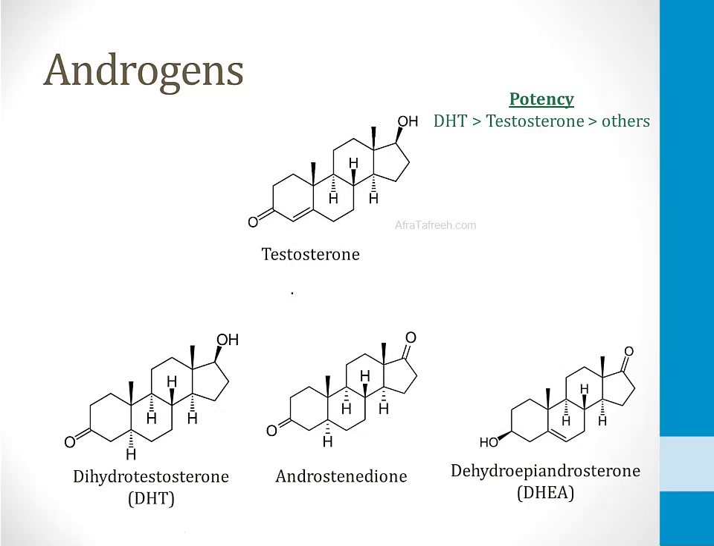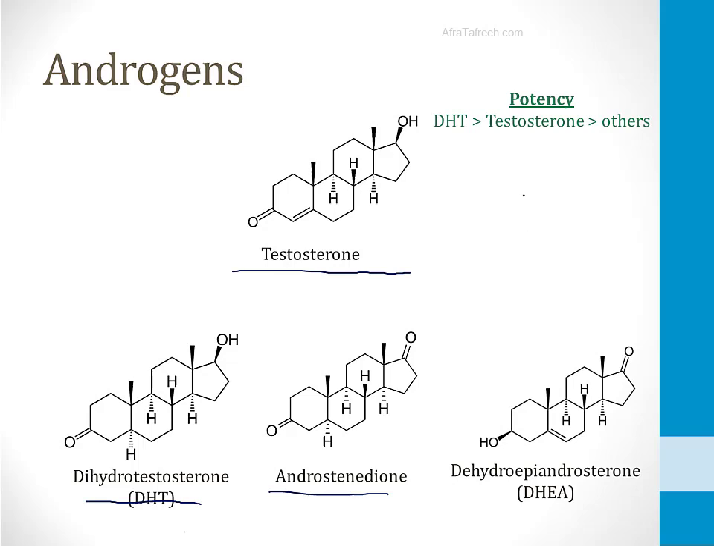Shown on this slide are the chemical structures of the four important androgens. At the top of the screen is the structure of testosterone, which is one of the most abundant androgens, and it's what most people think of when they think of a male hormone. At the bottom of the screen is the structure of dihydrotestosterone, or DHT. I've also shown the structure of androstenedione and DHEA, which is dihydroepiandrosterone.